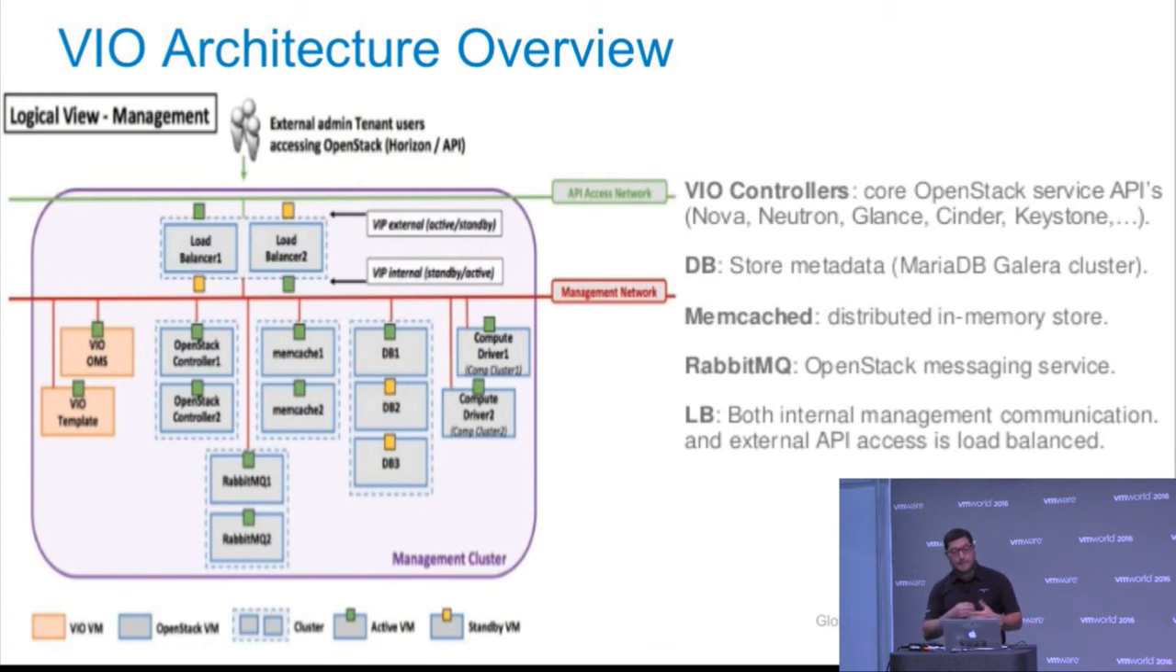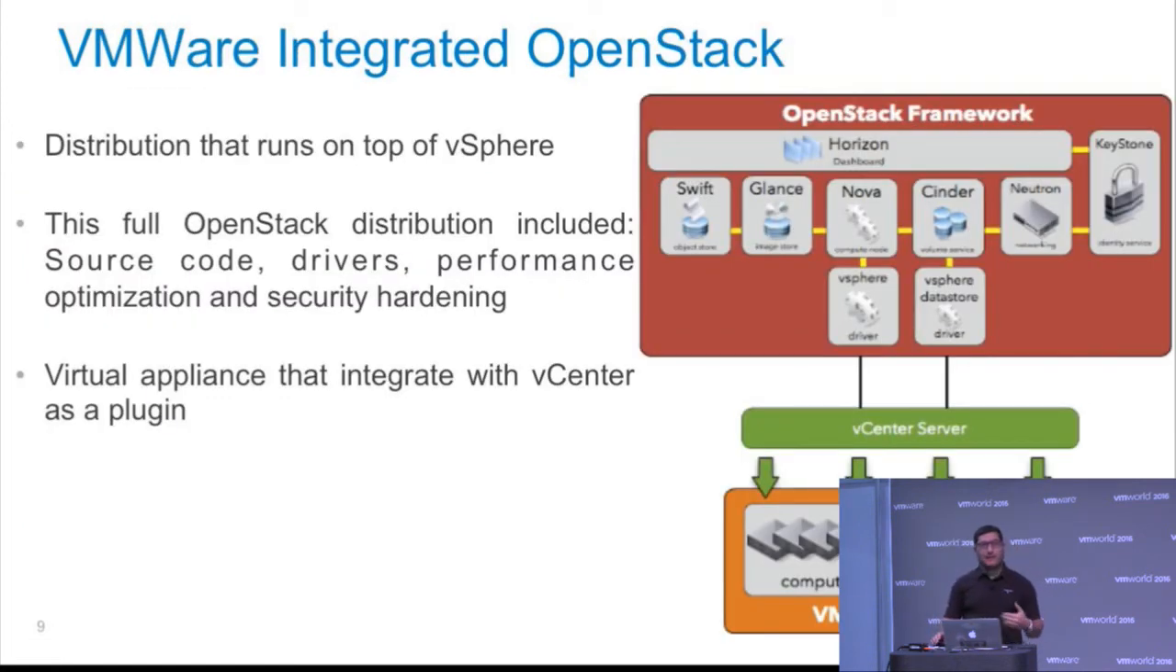RabbitMQ, that is the messaging service. You might be looking at 8 or 9 VMs just for a basic deployment. However, you don't have to worry about it because VMware does the OpenStack distribution, VIO will do that for you. So it's very simple. Deploying VIO is simple. You just need to get the appliance, and then all these 8 VMs will be deployed for you.